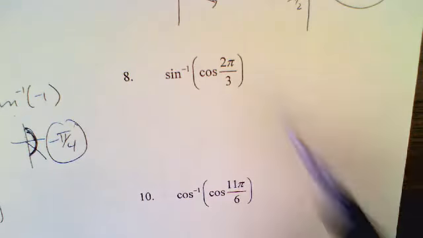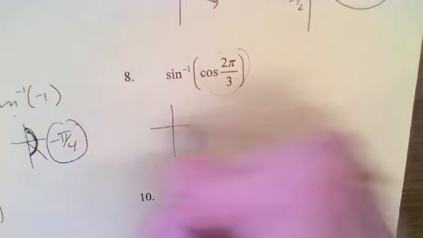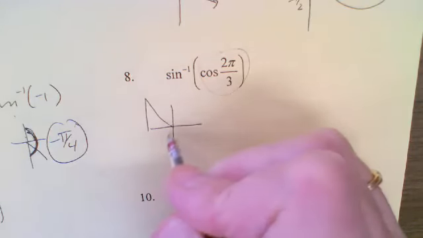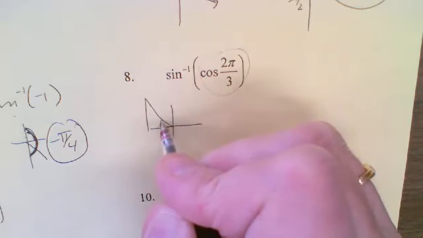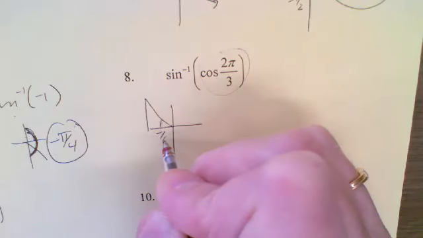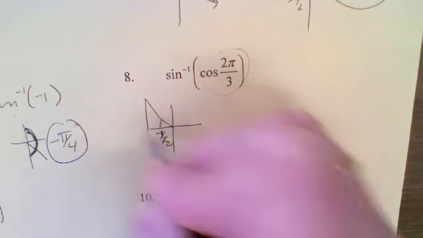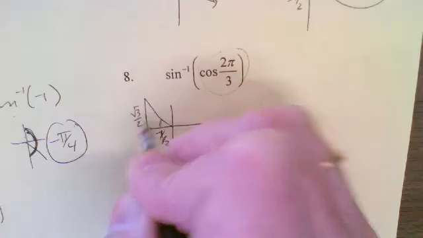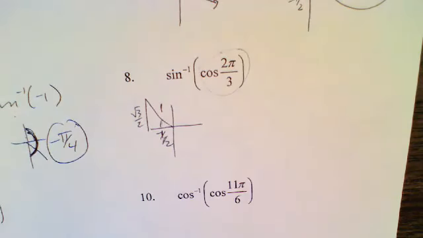All right, cosine of 2 pi over 3. They gave me the angle. 2 pi over 3 is here. So that has a reference angle of pi over 3, which means that's negative 1/2. And this is radical 3 over 2 when I'm on the unit circle.